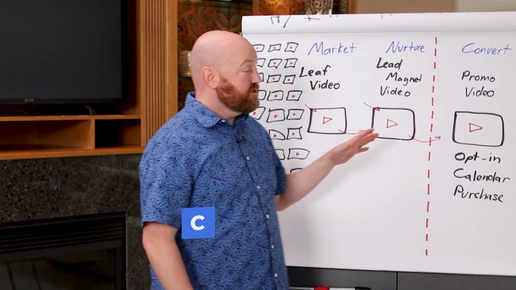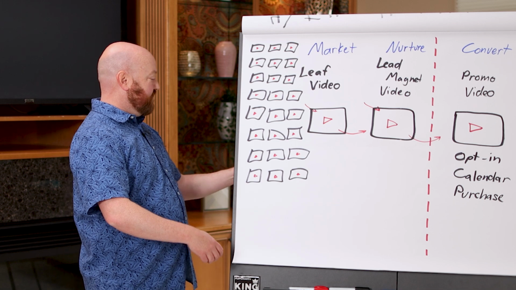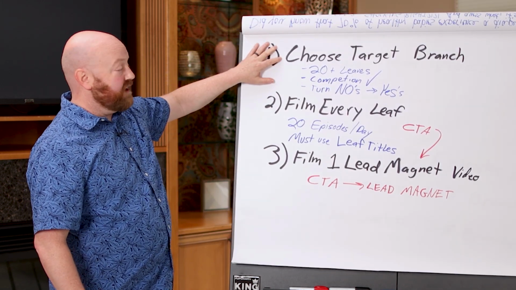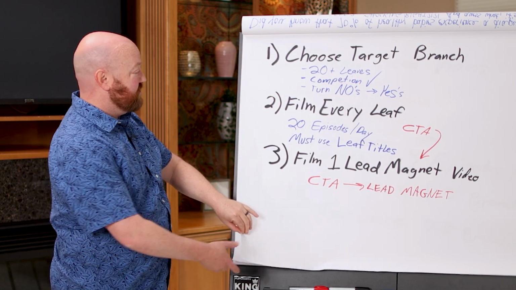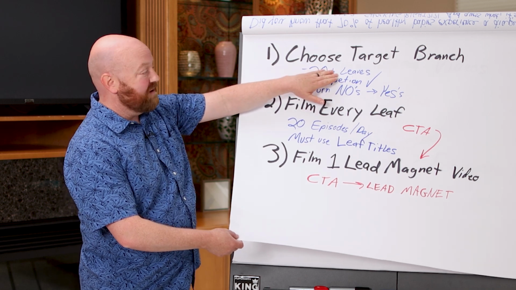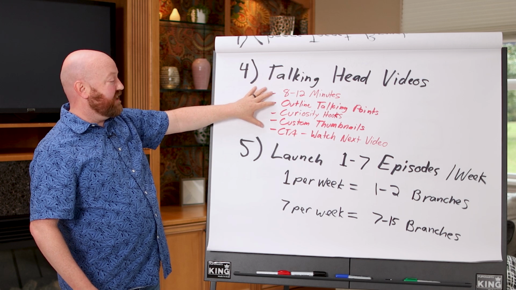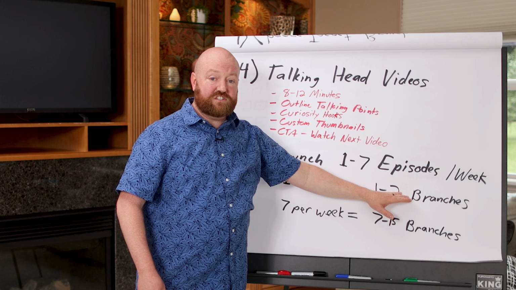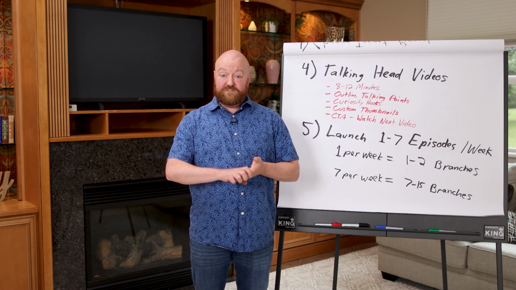Okay, so throughout this video, I've talked a lot about leaf videos. I've actually got a 5-ingredient formula. Let me show you this really quick. We've got choose your target branch, film every leaf, film one lead magnet video, which now you understand, which you're going to have 20 plus leaf episodes depending on the size of the branch. We talk about the ingredients of a good talking head video and how many episodes you should launch depending on your goals. How many branches do you want to dominate at the end of the year? Is it just 1 or 2? Or is it 7 to 15? I really want you to understand this full strategy.